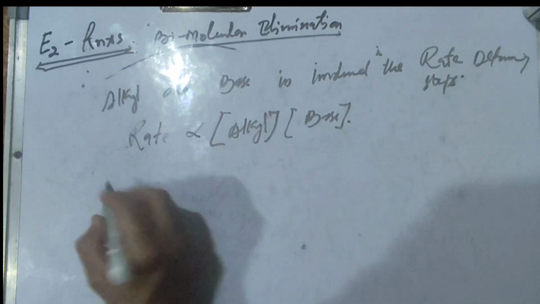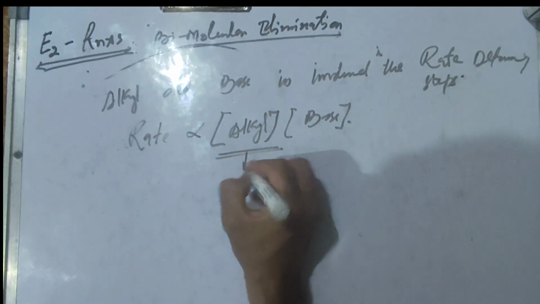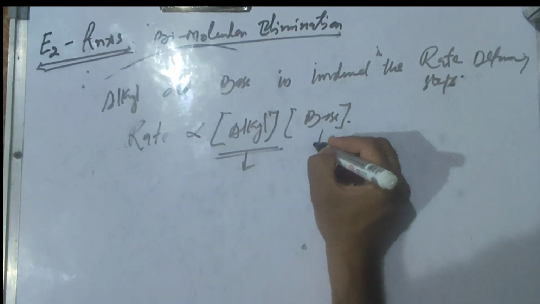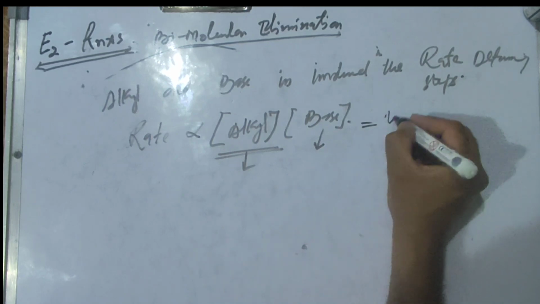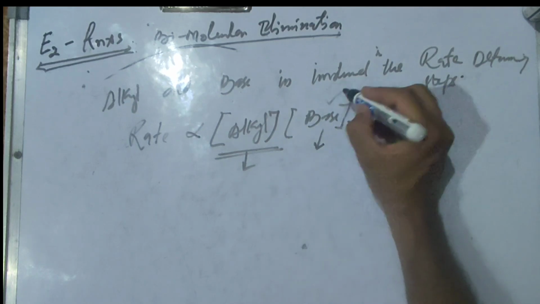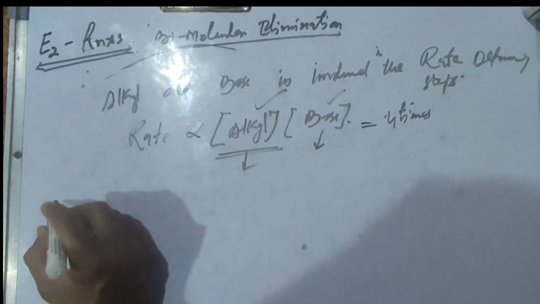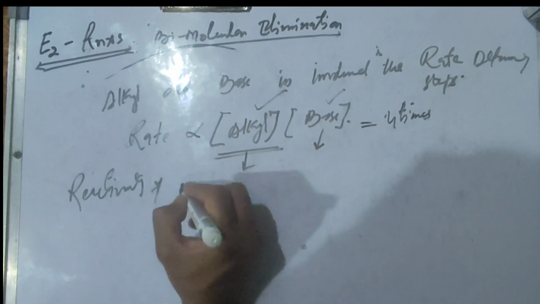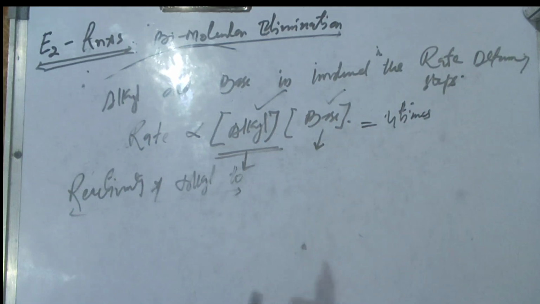In this case, if we double the concentration of alkyl halide, the rate of reaction will also double. If we double the concentration of both alkyl halide and the base, the reaction rate will become 4 times. That means it depends on both the base as well as the alkyl halide. Now the next important point is the reactivity of alkyl halides in case of E2 elimination.